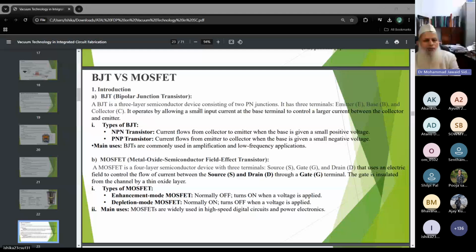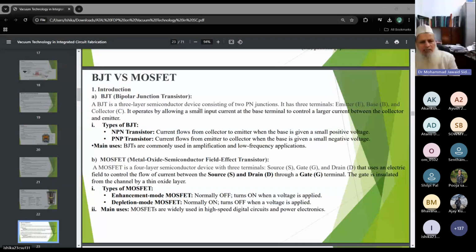Yes, as I have told you in the beginning, the heart of the integrated circuits is either the BJT or the MOSFET. BJT is the bipolar junction transistor. In a BJT, the current conduction is because of both majority carriers as well as minority carriers. While MOSFET is a unipolar device, so the current is carried only by the majority carriers. If it is carried by electrons, then we have the N-channel MOSFET, and if it is carried by holes, then it is the P-channel MOSFET.